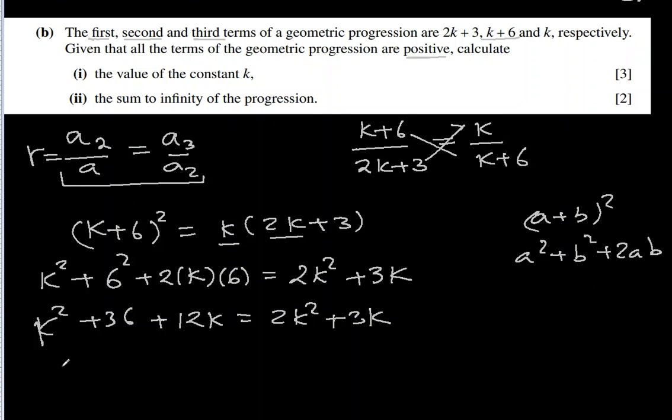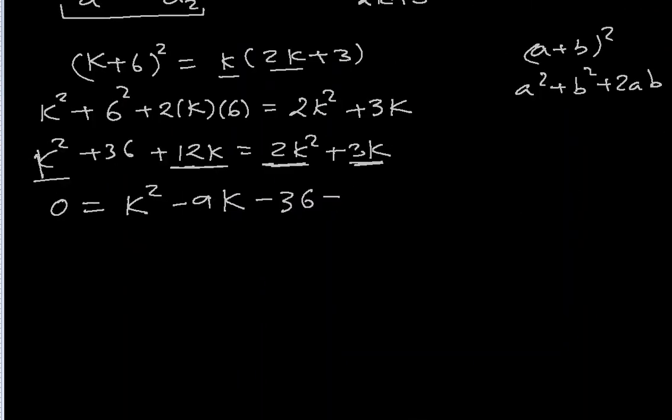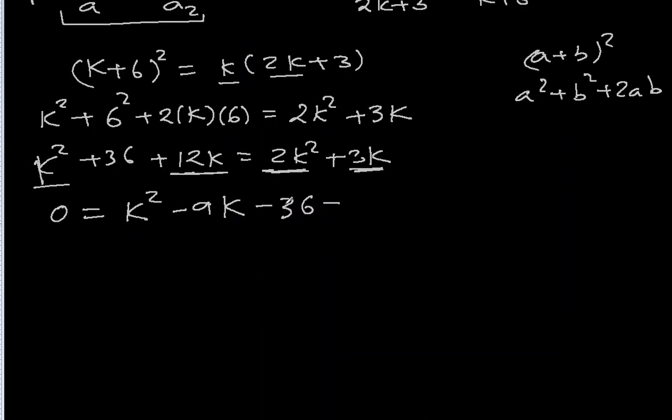Let's bring everything to the right side rather. 0 equal to 2K square minus K square, which will be just K square, 3K minus 12K will be minus 9K, and this 36 will become minus 36. Now we have to find the value of K, and we can use a calculator or factorization method or quadratic formula, whatever is your preference. Let me use factorization. So K square minus 9K minus 36 factors using 12 times 3.